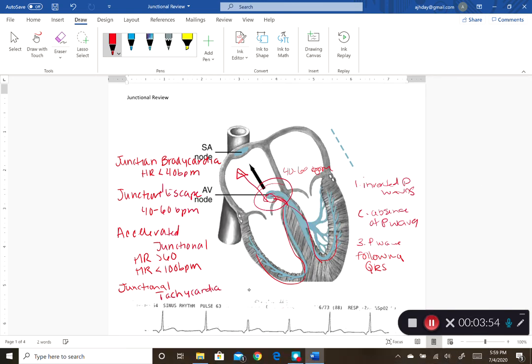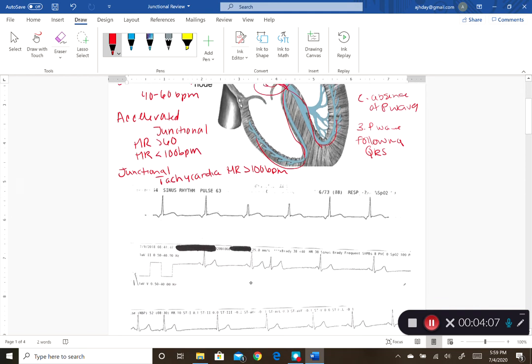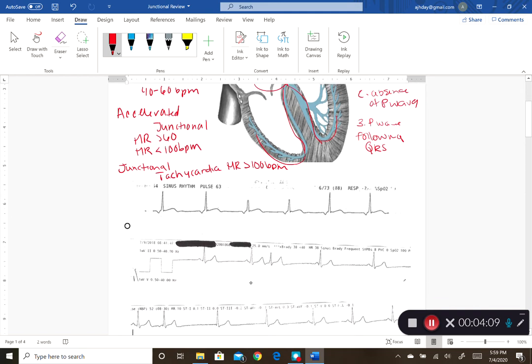And junctional tachycardia means that it is tachycardic, so the heart rate is going to be above 100 beats per minute, but the rhythm is coming from the AV junction, so it is junctional. So those are our different types of junctional rhythms. So let's take a look at our first one.